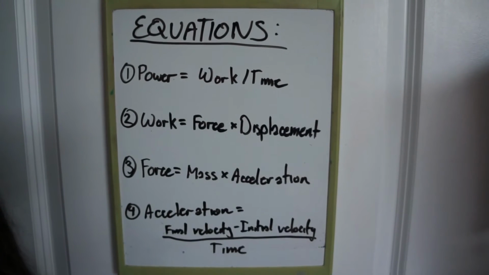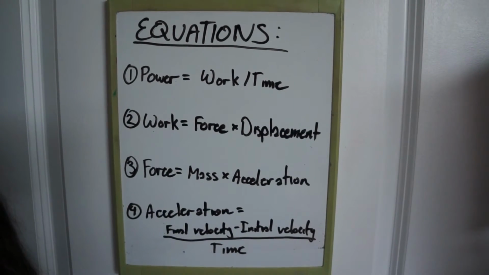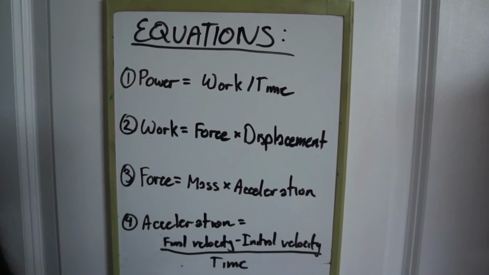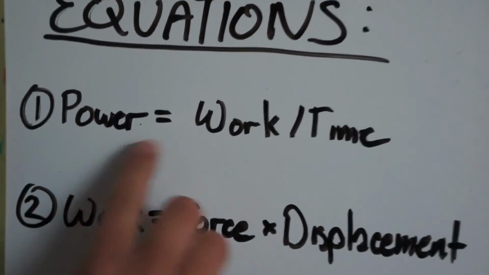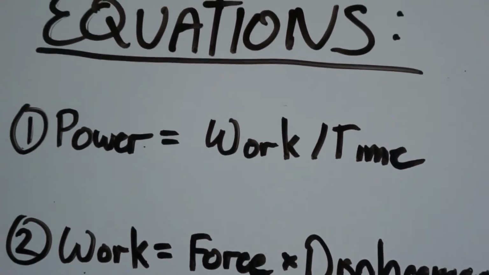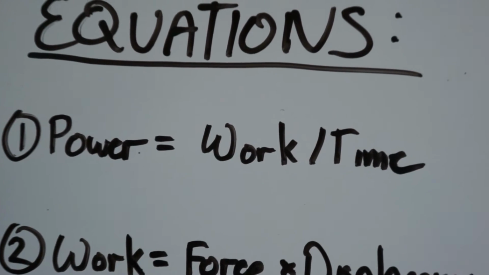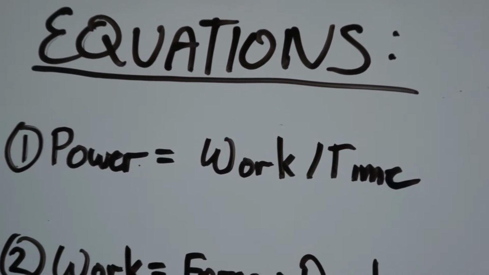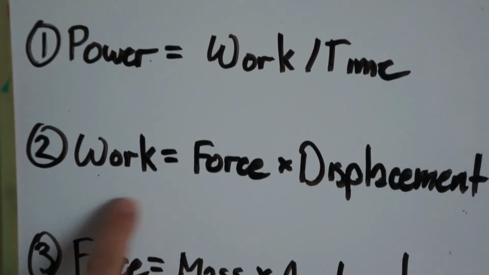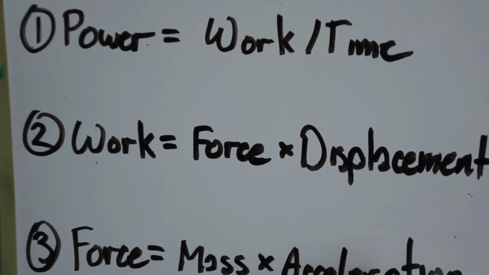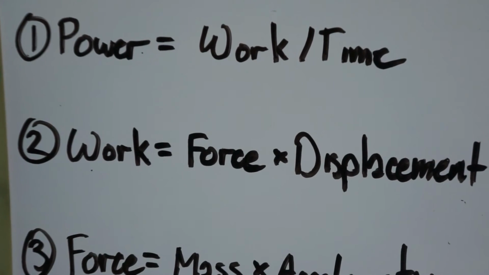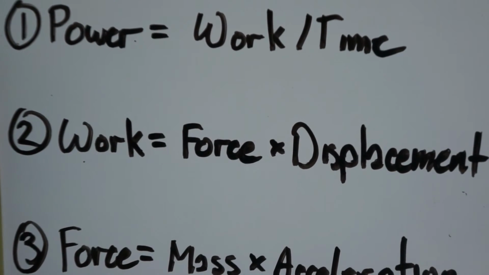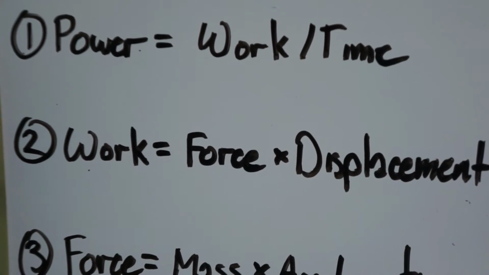Apply mathematics to better understand the speed and acceleration of the ball. The first equation is power equals work over time. The more work you do in a smaller amount of time, the more power is distributed among less time. The second equation is work equals force times displacement. The more force you apply, the more work is put in certain distances.